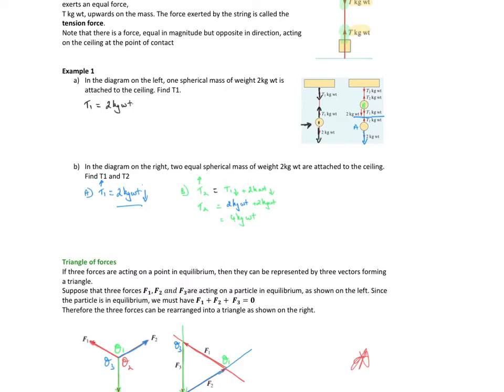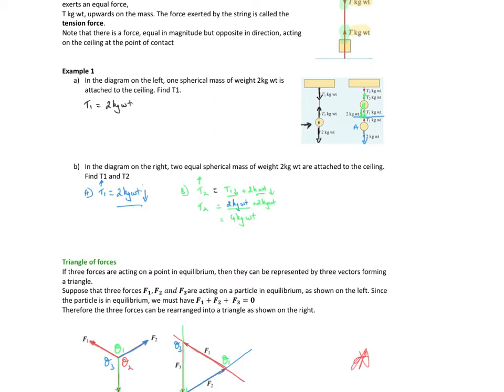But if I look at particle B, I've got a 2 kilogram force acting up, I've got a 2 kilogram weight force acting down, and I've got a T1 force acting down. So there's the two downward forces. So T2 is actually equal to T1 plus that 2 kilogram weight force. We know from the previous exercise that the T1 force is the 2 kilogram weight.